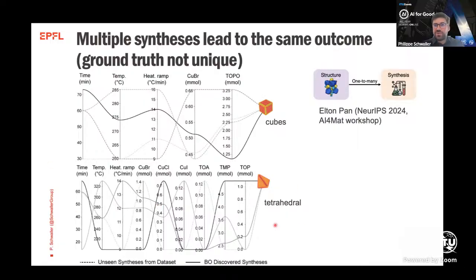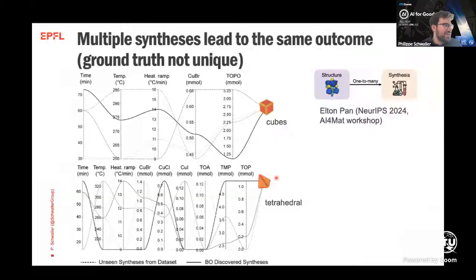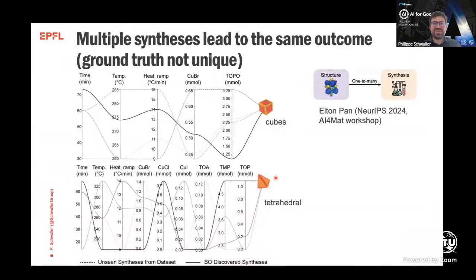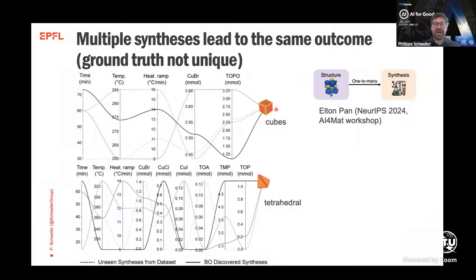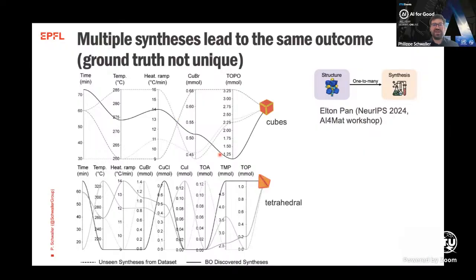we could find new synthesis routes or new synthesis procedures to get to the target shape. What is super challenging in the materials space is that you do not have only one synthesis that leads to a cube outcome. In the dotted markers here, you see previous syntheses for cubes that we didn't include in training but that we had in the database. And in black, you see a newly found synthesis procedure for cubes, and similarly also for tetrahedral. So the ground truth is not unique.